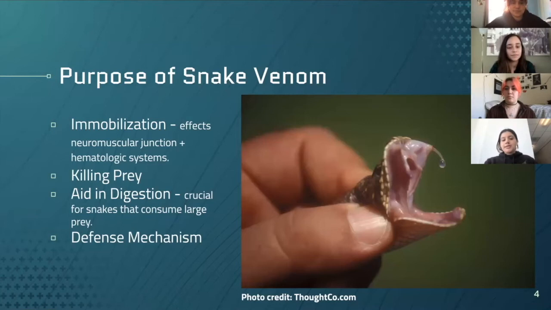The third use is to aid the snake in digestion. Venom aids in digestion because of certain cytotoxins it contains, which help to target and destroy cells. And lastly, snake venom is released as a defense mechanism when a snake feels threatened by its surroundings.